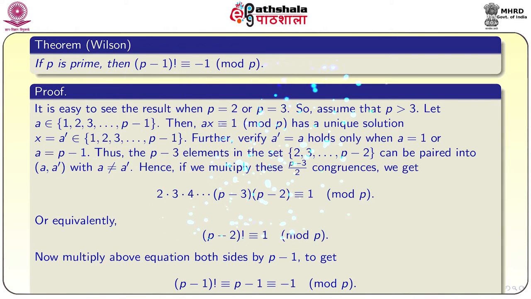It is easy to see that p minus 1 is the same as minus 1 under modulo p. It is because p minus 1 plus 1 is divisible by p. So, (p minus 1) factorial is congruent to minus 1 mod p. So, this proves the result, but one of the important things is that we request the reader to check those things carefully: one is that ax congruent to 1 mod p has a unique solution. The other is that a equal to a dash will happen only when a equal to 1 or a equal to p minus 1.